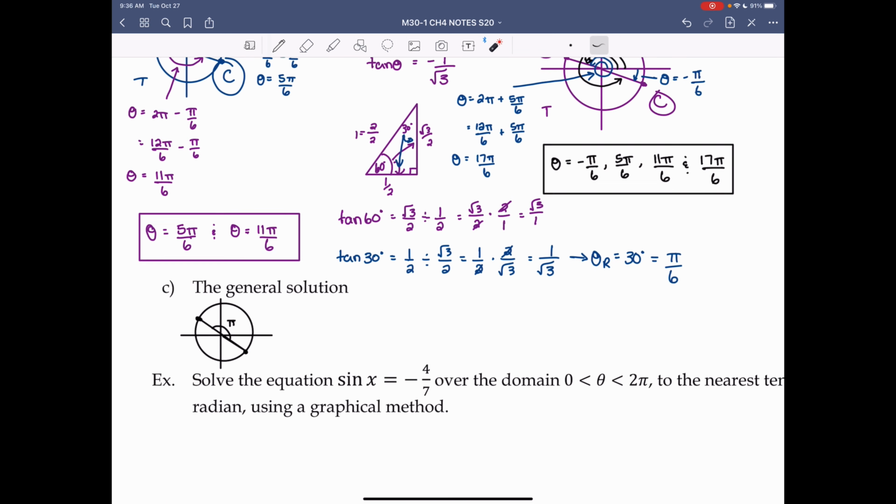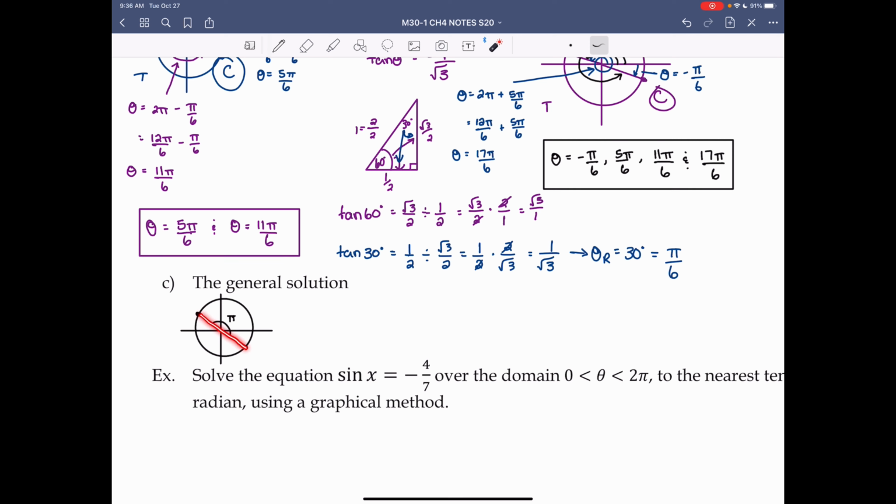But since in this one they are pi away from each other, we can write our general solution with one angle as theta equals our smallest positive angle, which was 5 pi over 6. And then plus, instead of 2 pi n, we're not going a full rotation, we're now going to go half a rotation. So we're going to go pi to get to the next one. So instead of 2 pi n, we put pi n, where n is an element of the integers.